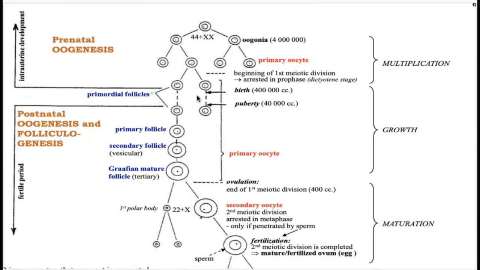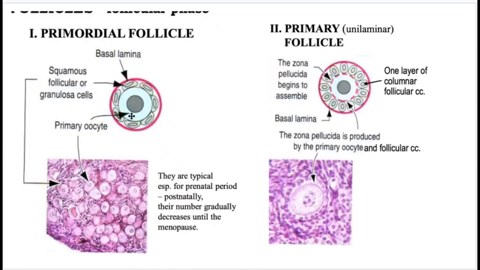So I'm going to go into a bit more detail so you guys can see the structure of these follicles and what I mean by that. So this is how a primordial follicle looks. It has three basic structures. You have the oocyte, you have the follicular cell, and then you have a basal lamina.